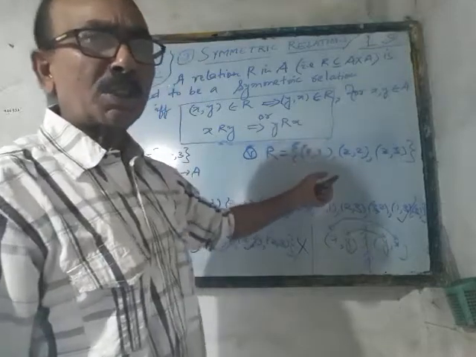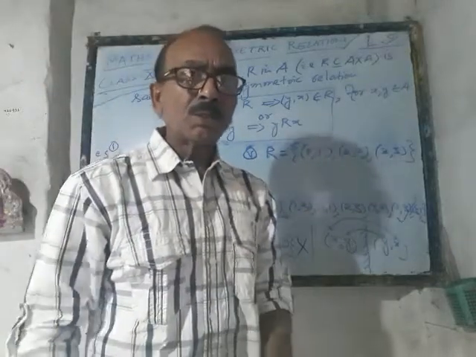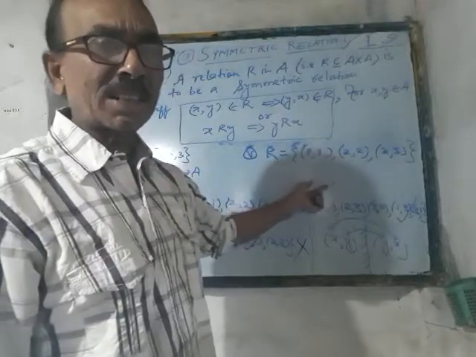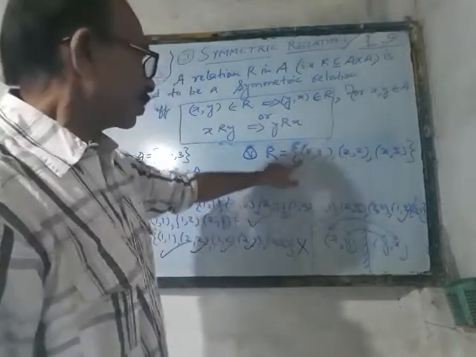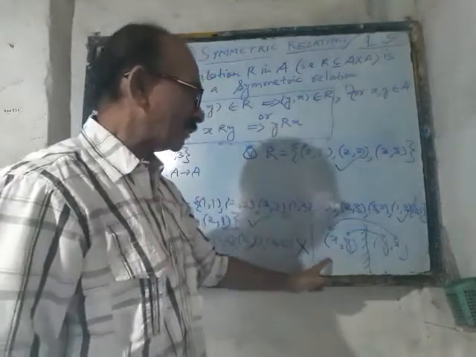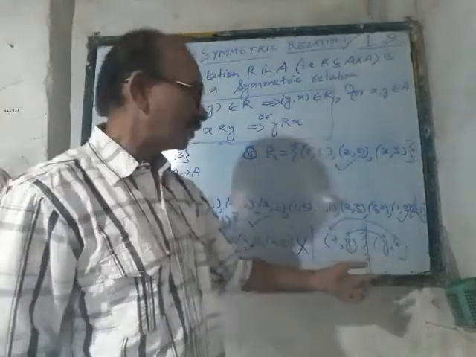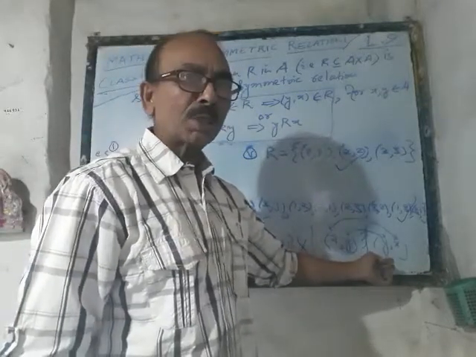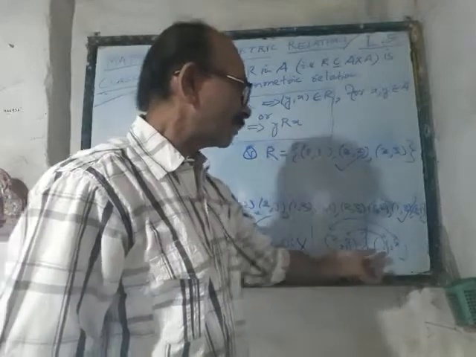So if (1,1), (2,2), (3,3) lies, we don't have to check anything else. We will say directly that it is a symmetric relation. So this one is also a symmetric relation. I have just made the image of (x,y) like this to make you understand what the image of (x,y) will be. In the mirror image, I mean to say, would be (y,x). So this is mandatory to be there.